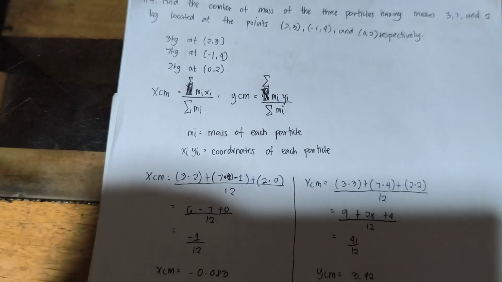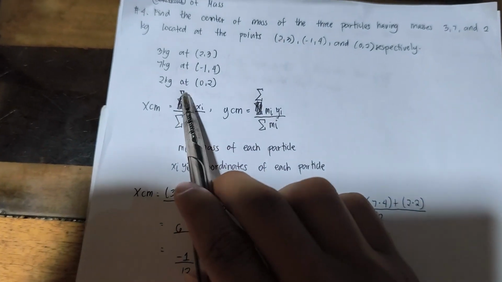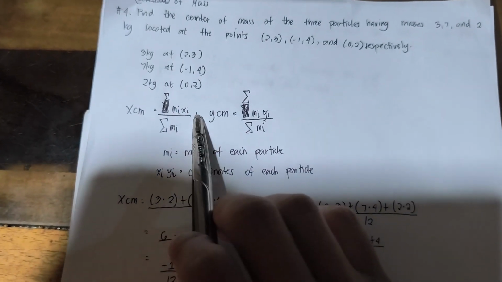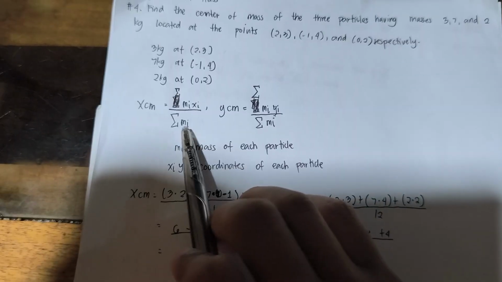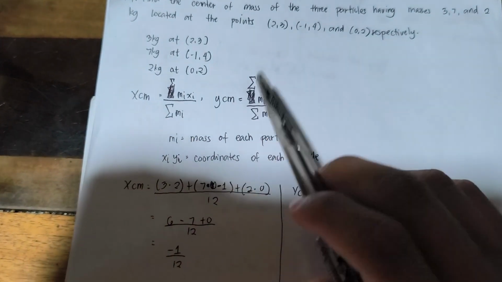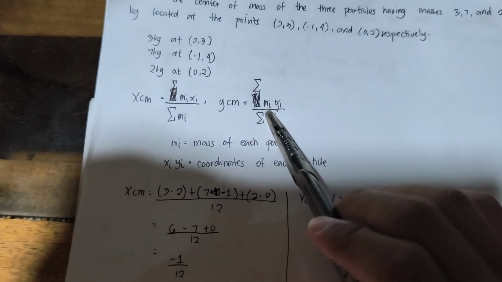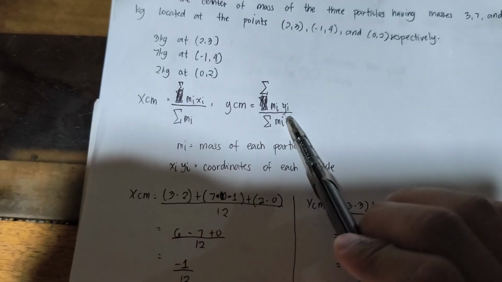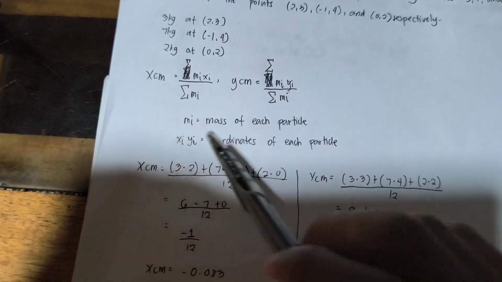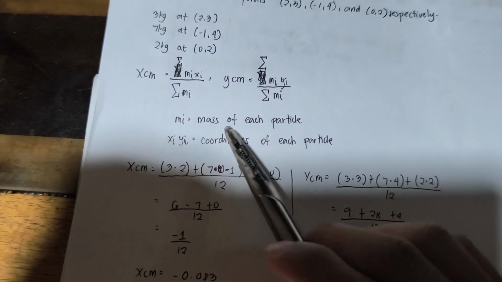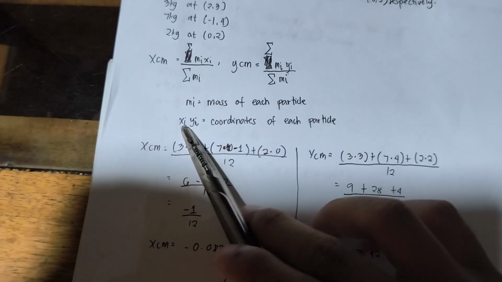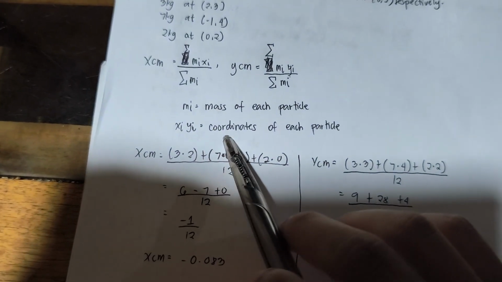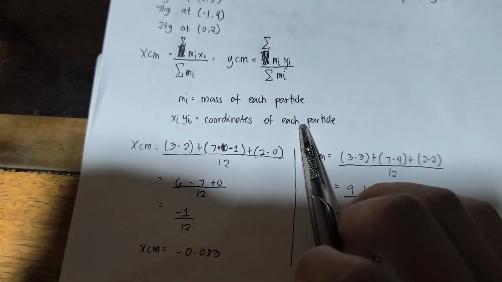For x, we have the formula: the total of mi times xi over the total of mi. Then for y, we have the total of mi times yi over the total of mi. So mi represents the mass of each particle, and xi and yi represent the coordinates of each particle.